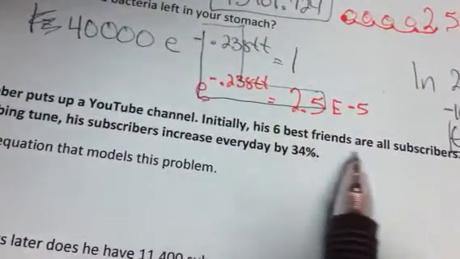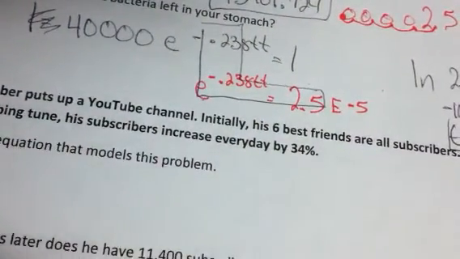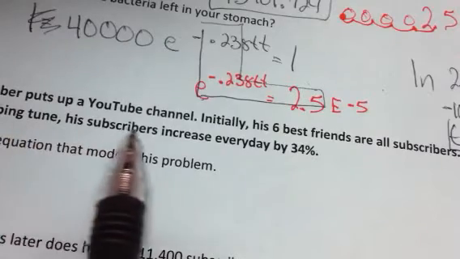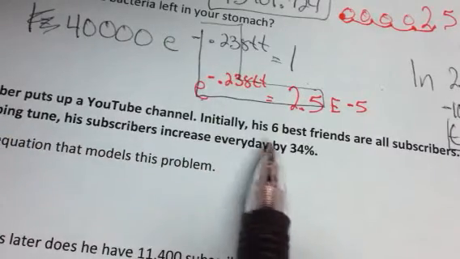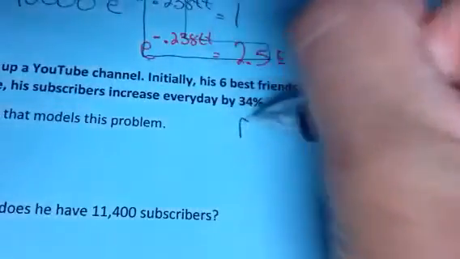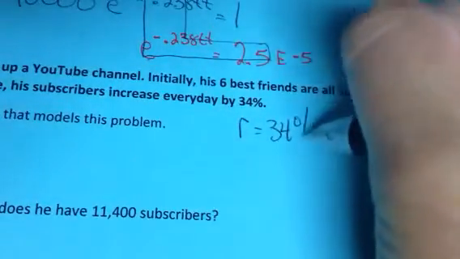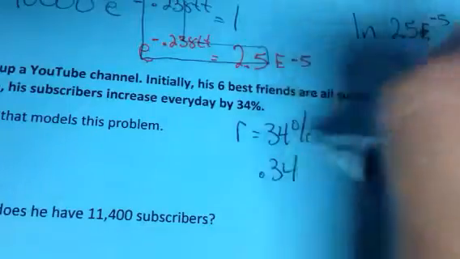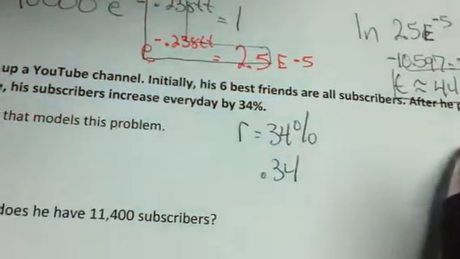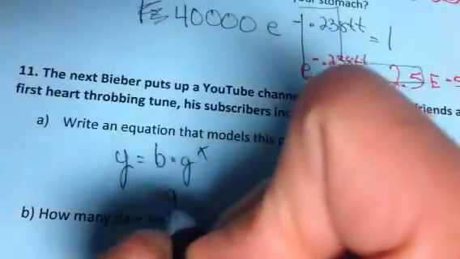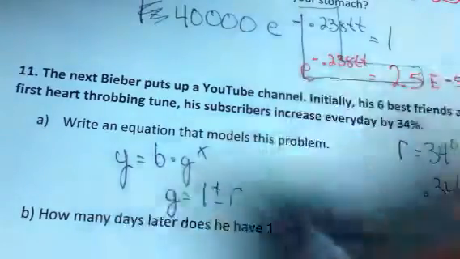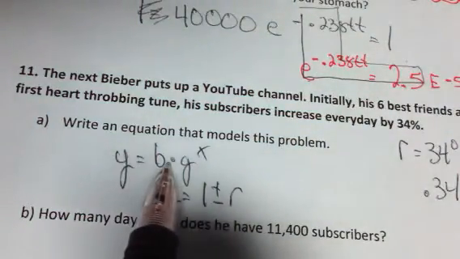Okay, so the next one: Beaver puts up a YouTube channel. Initially, his 6 best friends are all subscribers. After he puts up his first heart-throbbing tune, his subscribers increase every day by 34%. That's the rate, 34%, which, remember, you will want to use as 0.34. So nowhere in this problem was the word compound used, so we're going to use this basic one, y equals b times g to the x, and g comes from 1 plus or minus r. So b is the initial amount, so his best friends, that's b.